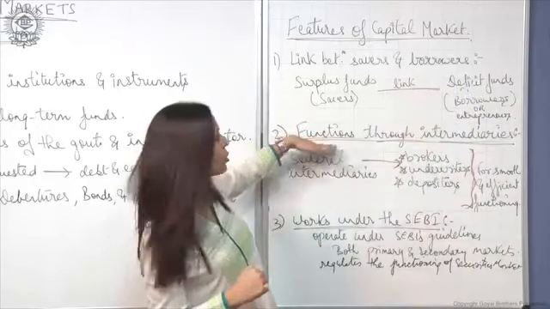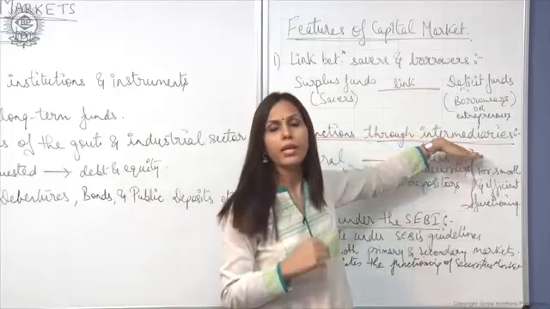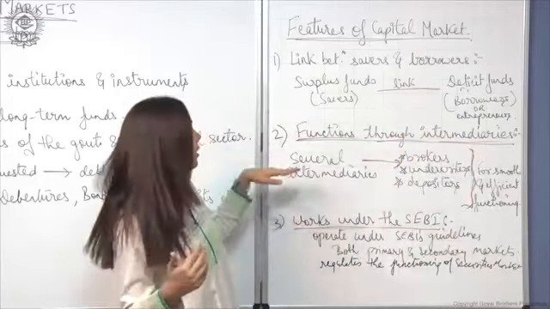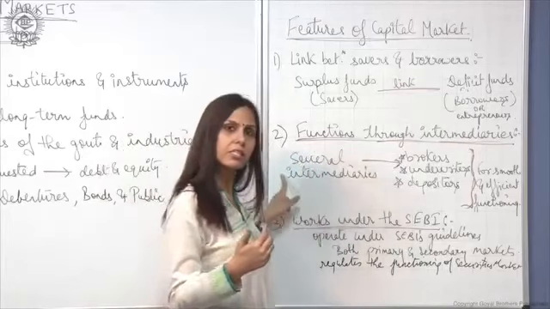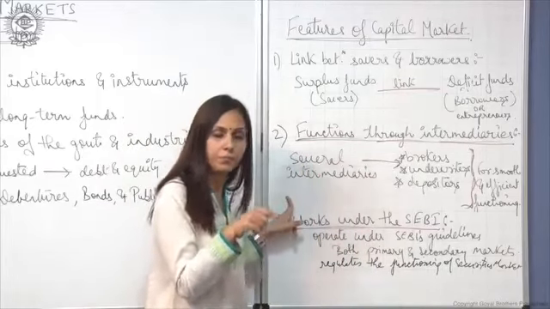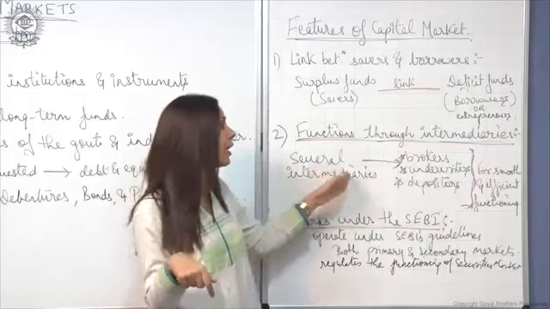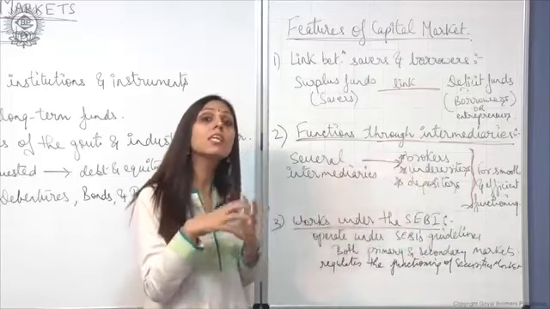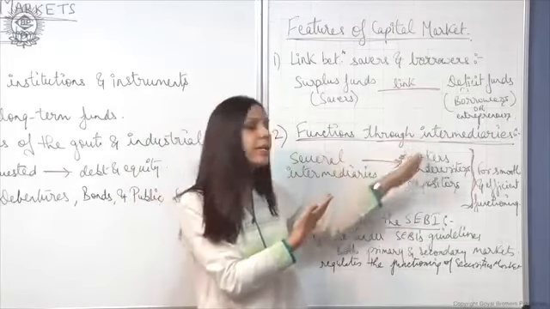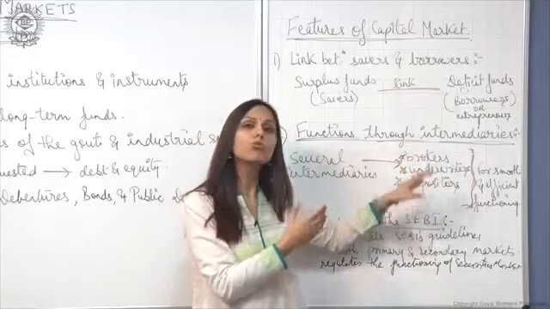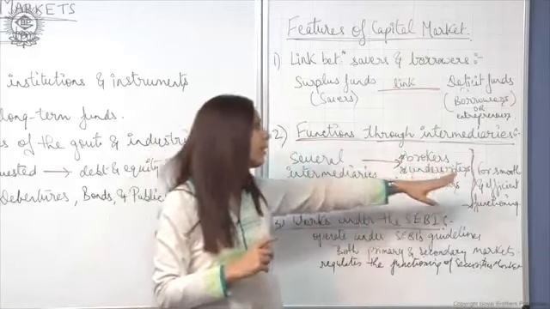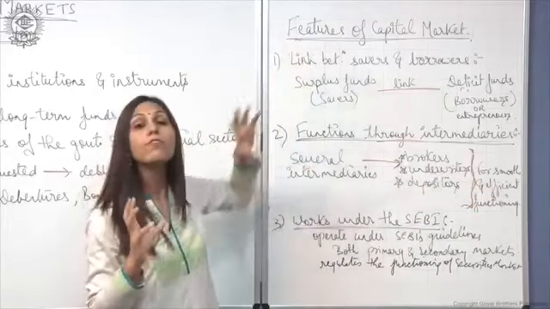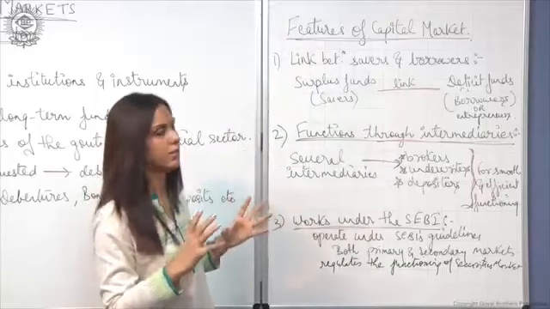Second, it functions through intermediaries. The capital market functions through intermediaries or the middlemen. There are several intermediaries which deal in the capital market, and they are the brokers, the underwriters and the depositors. Now what is the need of these intermediaries? Intermediaries are there to make things smoother and more efficient, and they help the smooth functioning of the capital market.